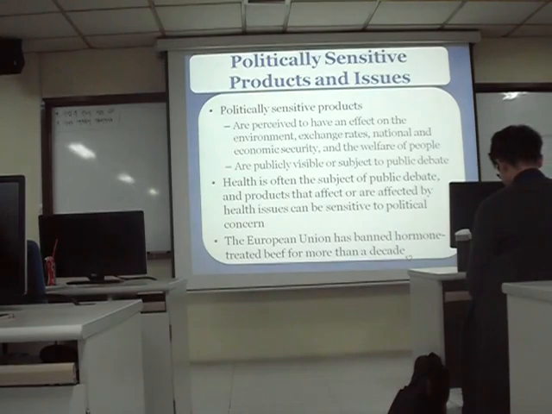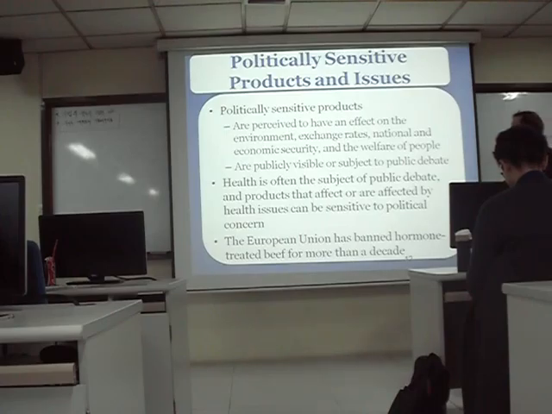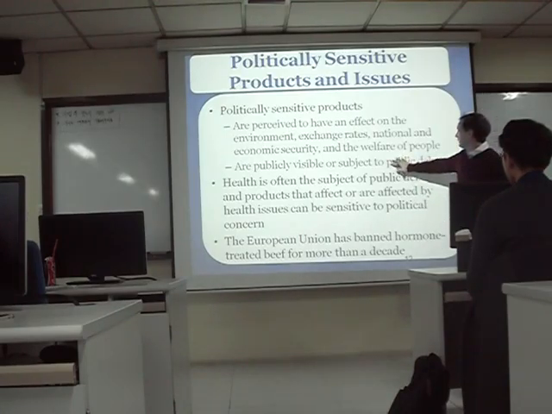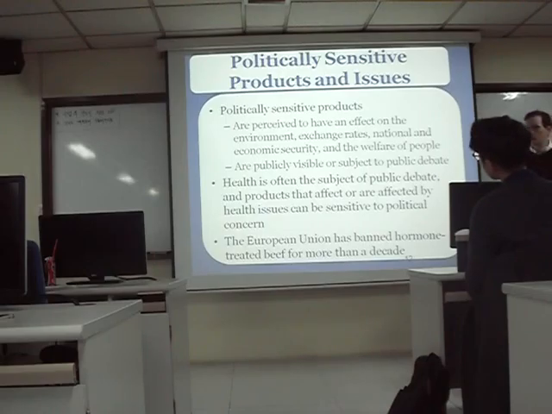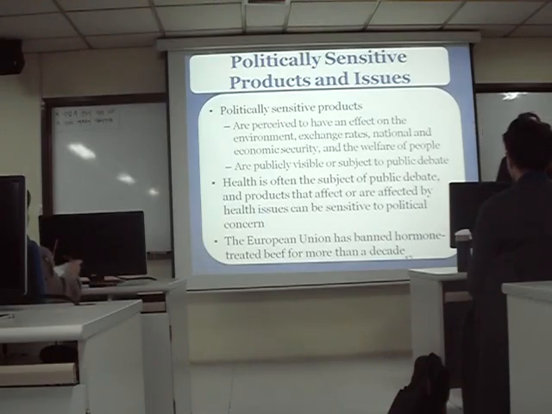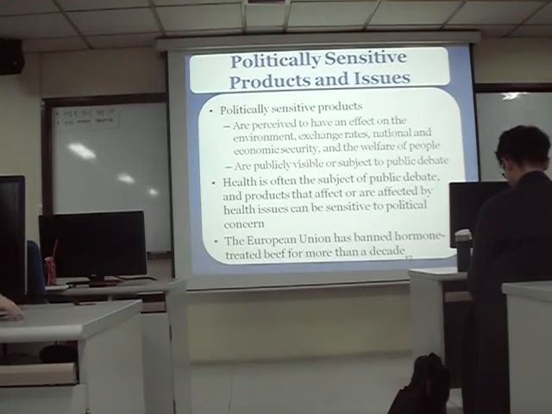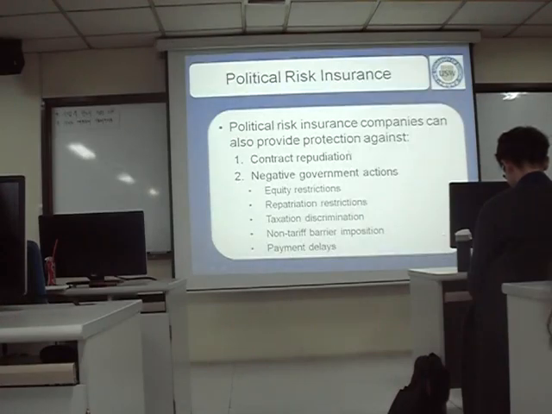We can have politically sensitive products. So a politically sensitive product is a product which affects the environment, exchange rates, national security, and the welfare of people. They can be subject to public debate. So we talked about genetically modified products or health. Okay? So the European Union has banned hormone-treated beef for more than a decade. Do you understand hormone? They give the beef hormone, like in the US, then it's bigger, or you can get more. But in the EU, they don't like this. So, public concern can also affect the company if it's in the health area.